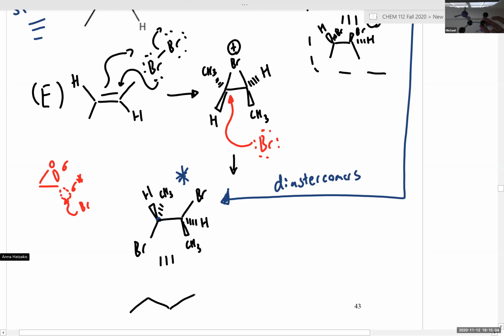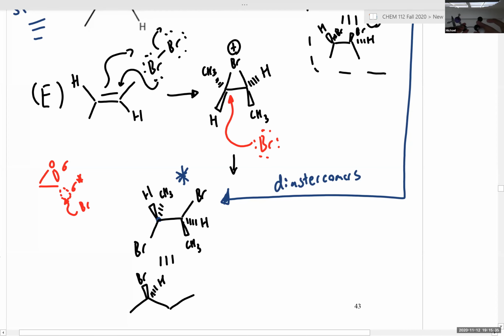Now let's do this piece by piece. Looking at this position, is this bromine pointing towards us or away from us on the left? Towards. Okay, so we'll draw the bromine with a wedge. What about this hydrogen? The hydrogen then must be pointing away from us.